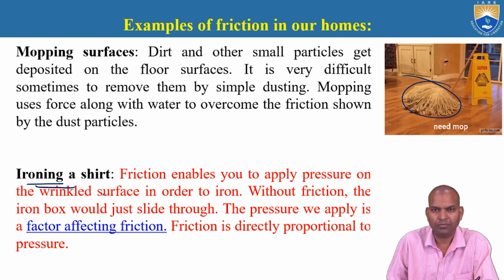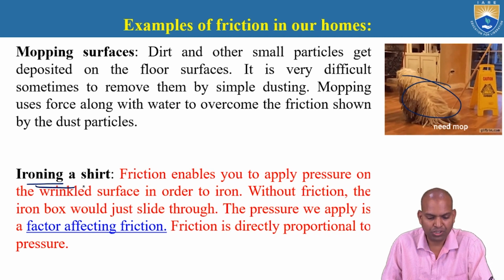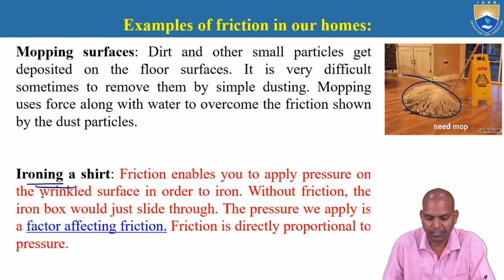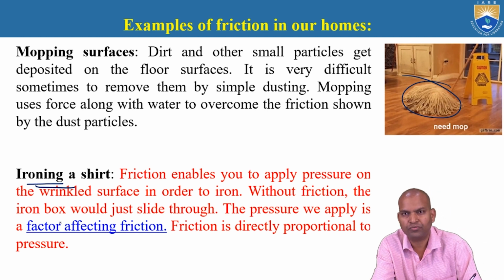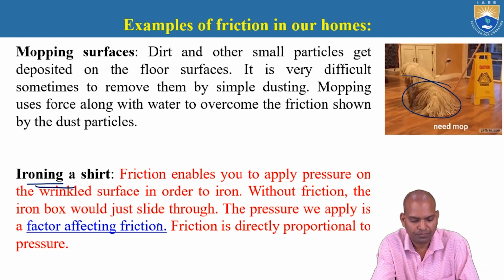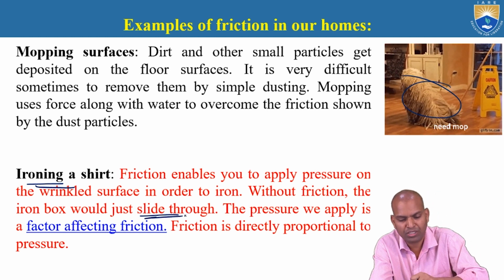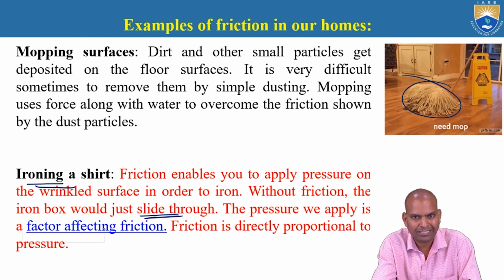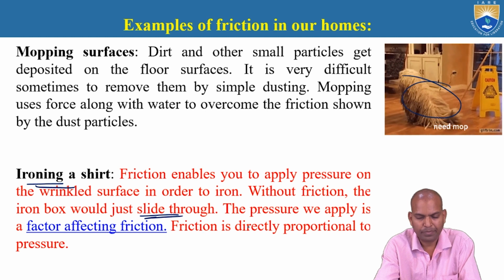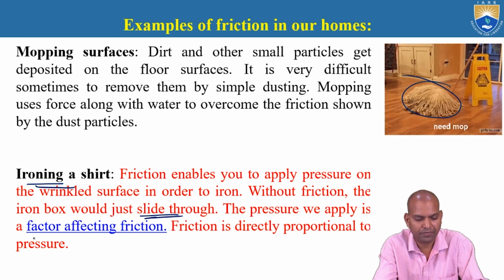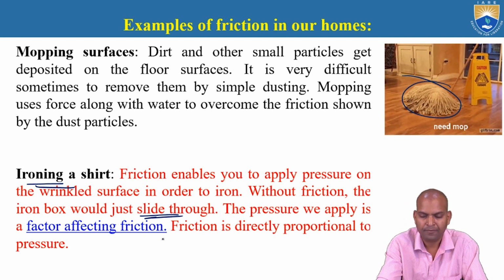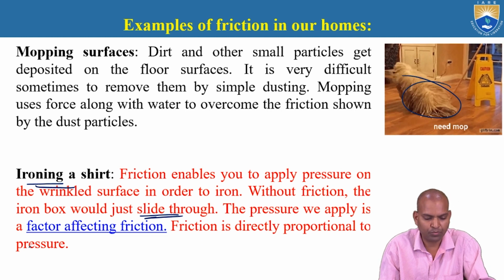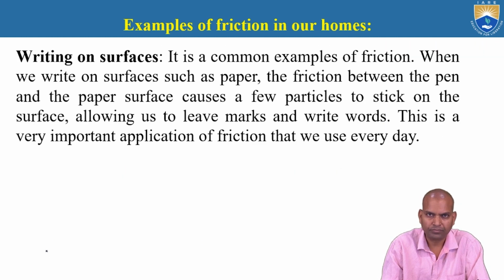So the friction enables you to apply pressure on the wrinkled surface in order to iron. Without friction, the iron box will just slide through. If you don't apply the force, if you just move the iron box, what will happen? We can't remove the wrinkles on the cloth. So the pressure we apply is a factor affecting friction. Friction is directly proportional to the pressure.